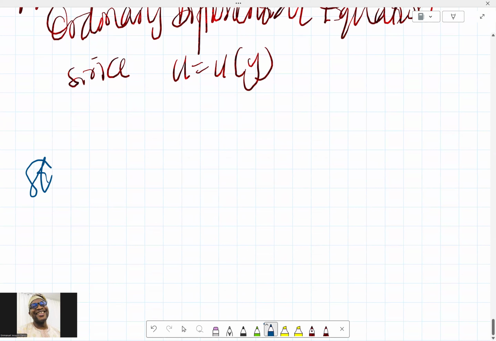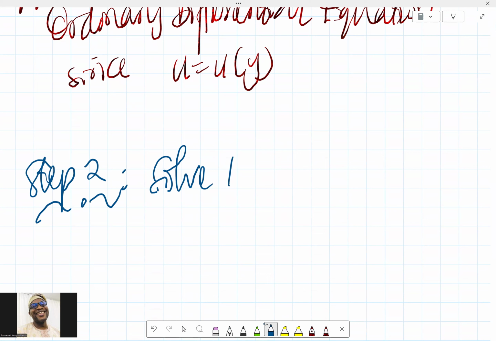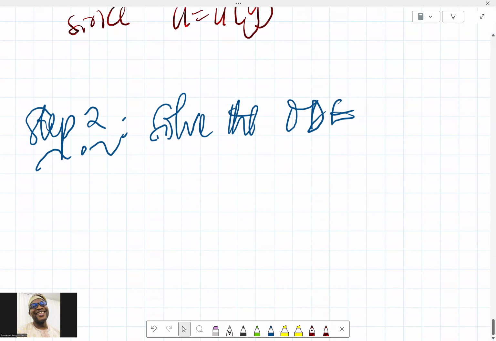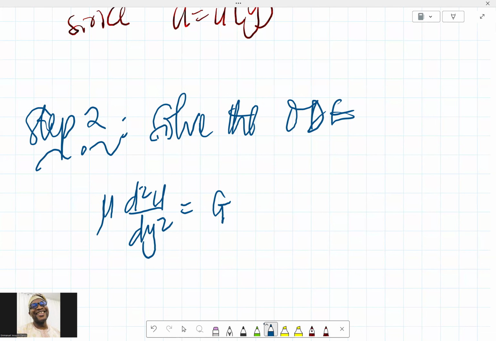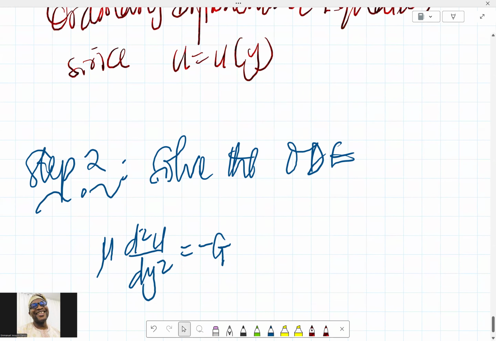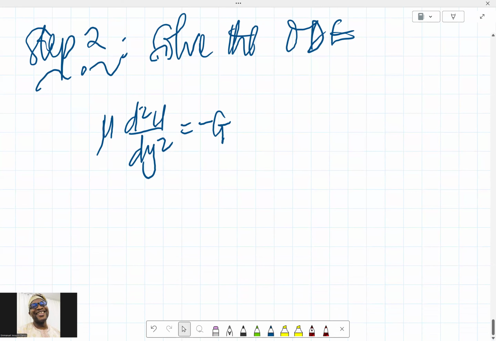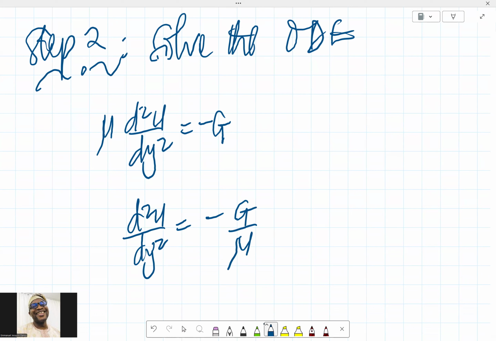So in step 2 now, we solve the ODE. Again, don't forget we have mu d squared u dy squared. So we can write it this way because it's an ODE now. So that'll be mu d squared u dy squared. I said u, it's mu. So that's minus g over mu. Okay? Minus g over mu.